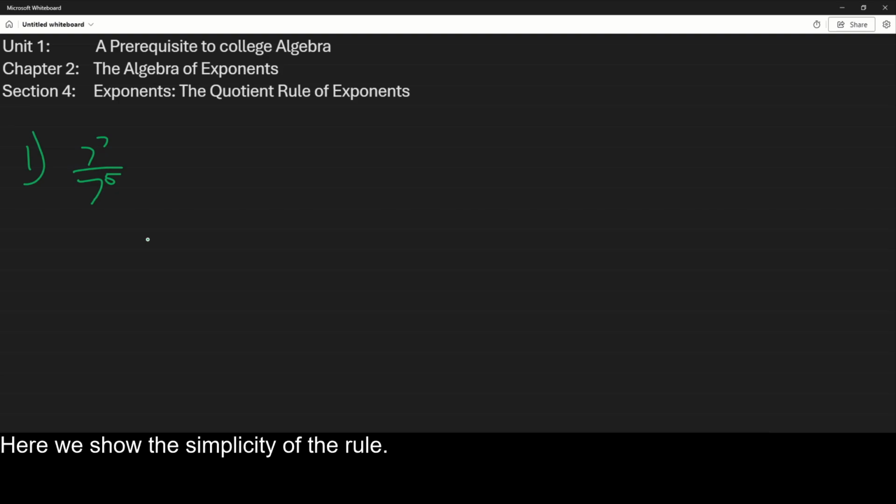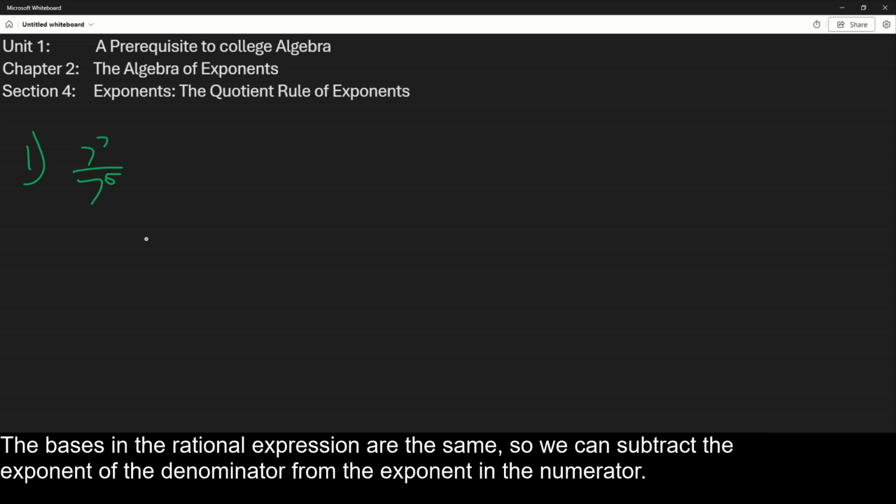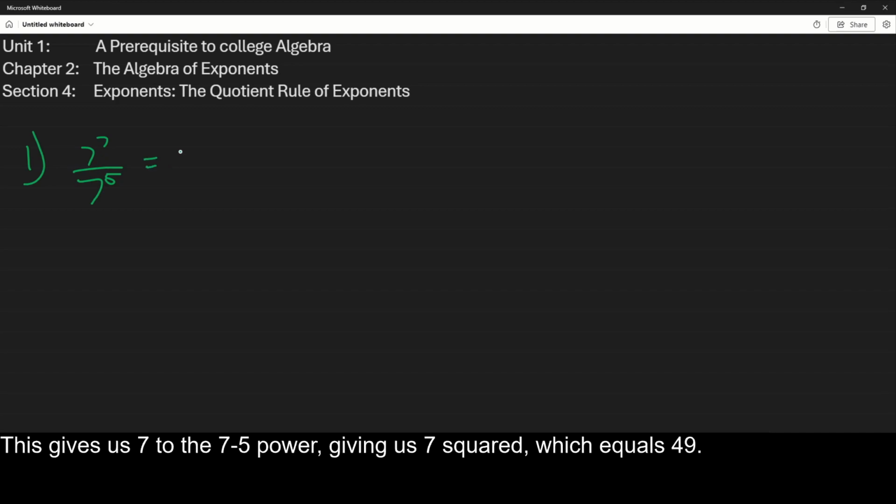Here we show the simplicity of the rule. The bases in the rational expression are the same, so we can subtract the exponent of the denominator from the exponent in the numerator. This gives us 7 to the 7 minus 5 power, which equals 7 squared, which equals 49.